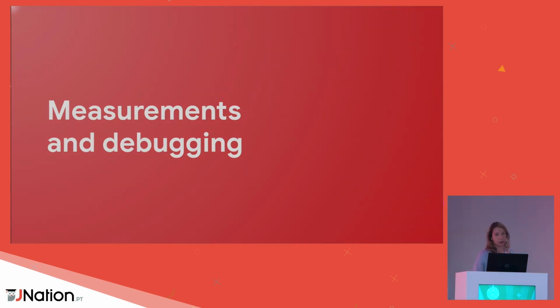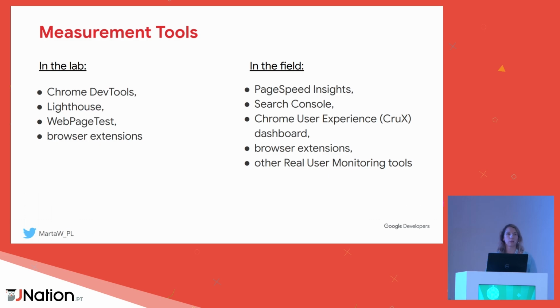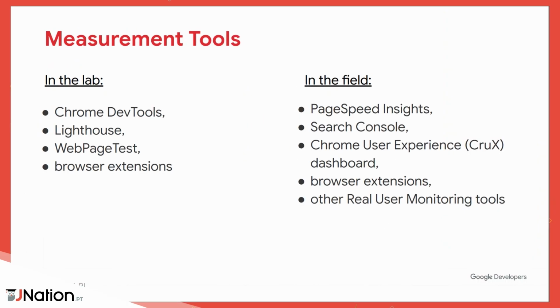Now I want to tell you about the tools that you can use to measure and debug core vitals. We can divide them into two categories. The first category is tools in the lab, which means that we measure the core vitals in a simulated environment. The most typical example is Lighthouse, where you can simulate network conditions, different devices, and so on, and then receive the results for these metrics. But tools in the field work on aggregated, real data from the users. So they're more accurate.